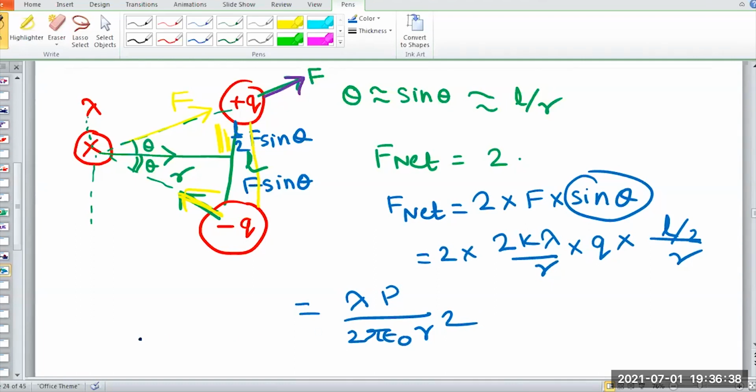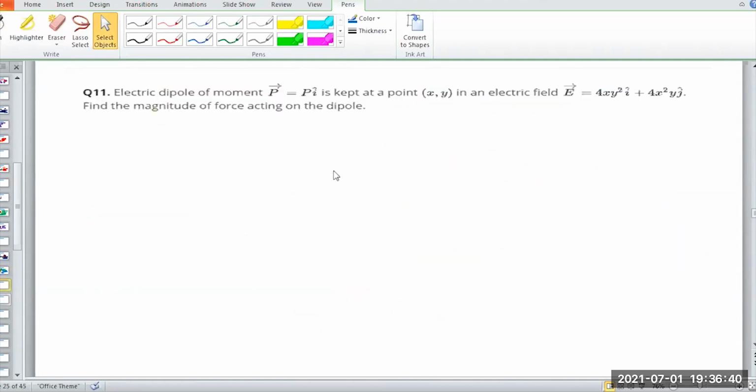Okay. Next question. An electric dipole of moment p is kept at a point in an electric field. I am given the dipole moment first, and second, the electric field is given.